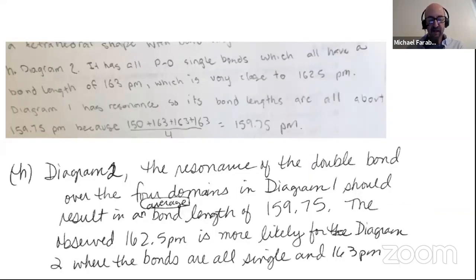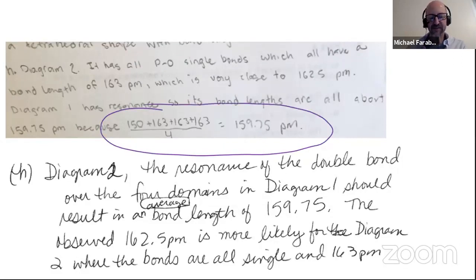Now, this person does do the math for averaging 3 singles and a double. This is the same kind of calculation. And so they say that the observed 162.5 is more likely for diagram 2, where all the bonds are single at 163. So they were considering resonance and considering that this average bond length is too short compared to the observed 162.5.